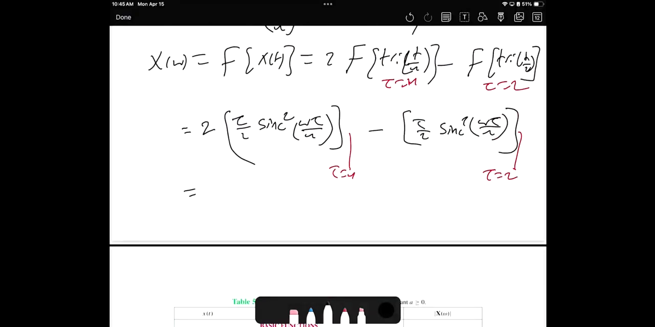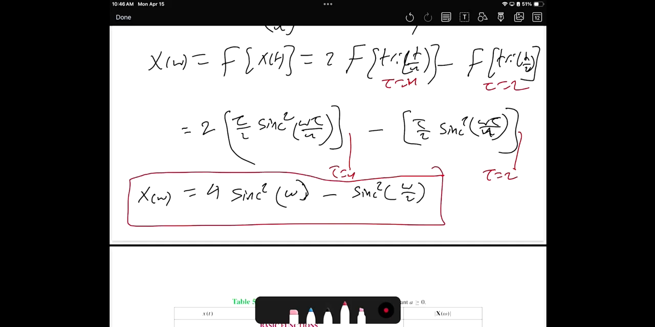This yields to be 4 sinc square of omega tau, which will make omega times 4 over 4, will make it omega, minus 2 over tau, and here 2 over tau, 2 over 2 will make it 1, and sinc square of omega, 2 over 4 will make it omega over 2. And this is x of omega. Okay? Any question?